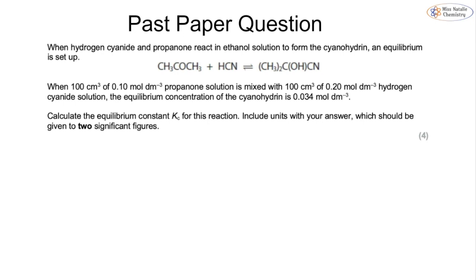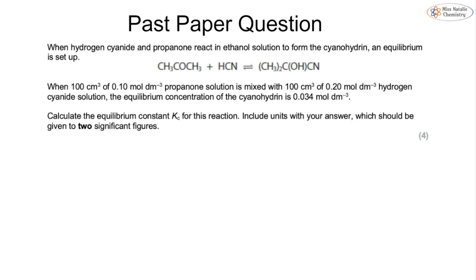Our last question is going to look at a Kc past paper question. So we have hydrogen cyanide and propanone and ethanol reacting to form cyanohydrin, and we get this equilibrium. Now this one's a little bit different in the fact that we are given the volumes and concentrations. So we can either calculate the number of moles, or we can use our Rice table using our concentrations, and that's the way that I'm going to do it. But I will show you the past paper mark scheme that shows you the second method.